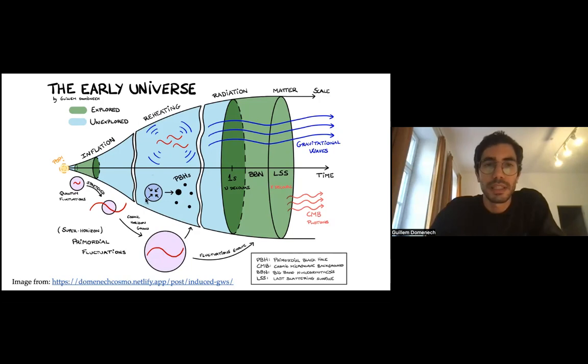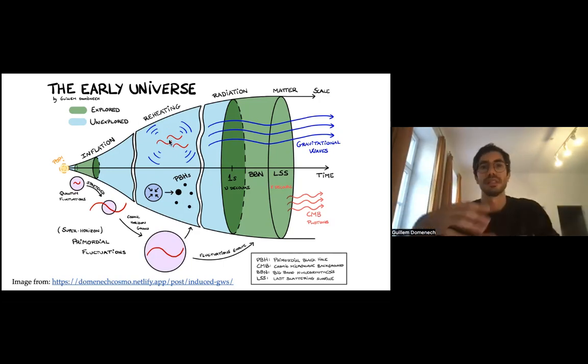One possibility is that these fluctuations are so large, at least some of them, that they collapse and form primordial black holes. These primordial black holes can survive until today, and you can see the mergers. But these fluctuations also generate waves in the fluid, and these waves generate gravitational waves, and this is what we would see. So this is the scenario that I have in mind. There are other sources, but I will focus only on this.